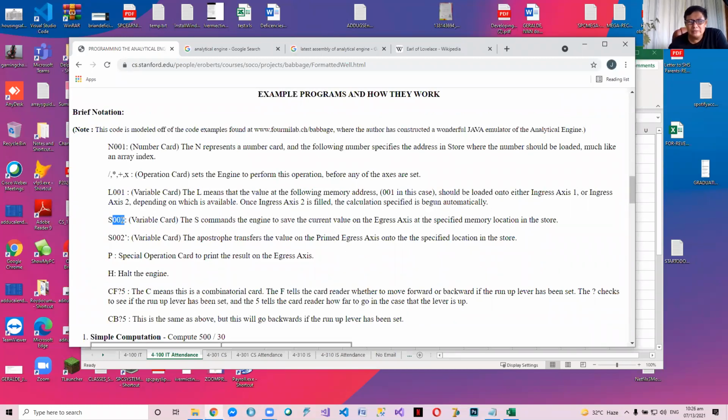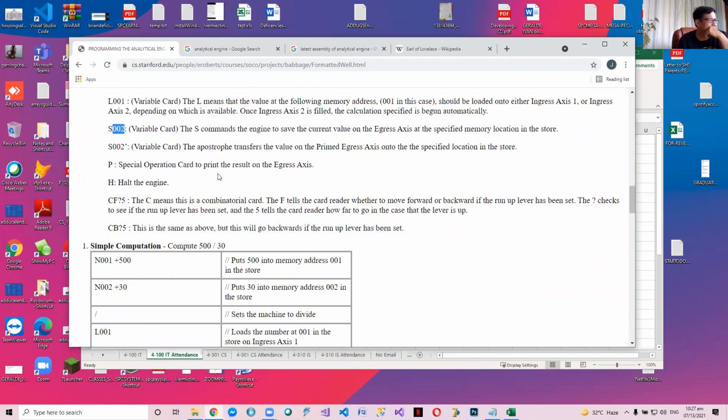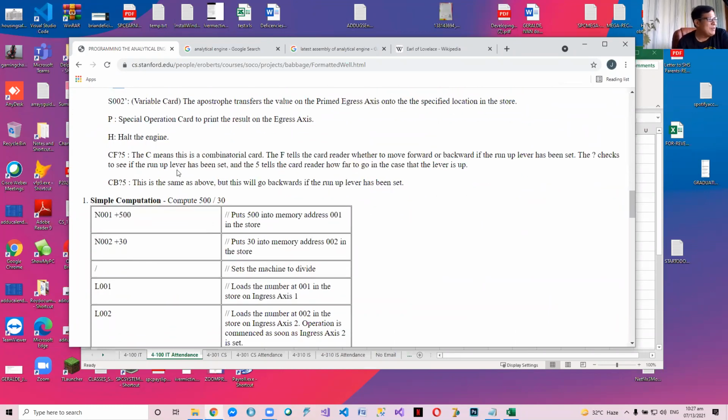Any questions so far? P is print. H is halt. CF means this is a combinational card. F tells the card reader to move forward or backward. So it can jump to the next, jump to the previous. So it can repeat. The question mark means if the run up lever has been set. The 5 tells the card reader how far to go in case the lever is up. CF5 means go 5 steps further.